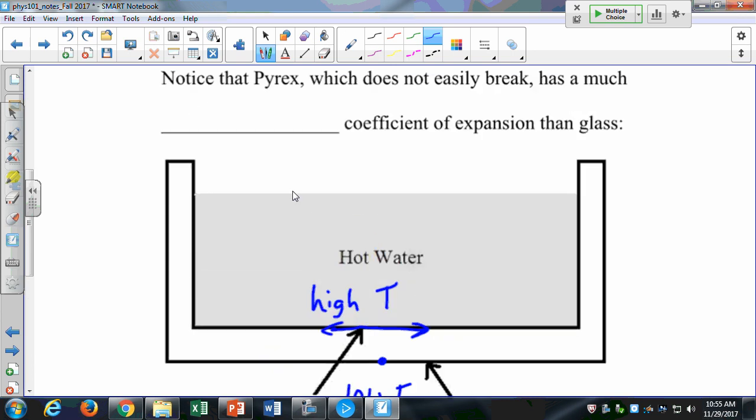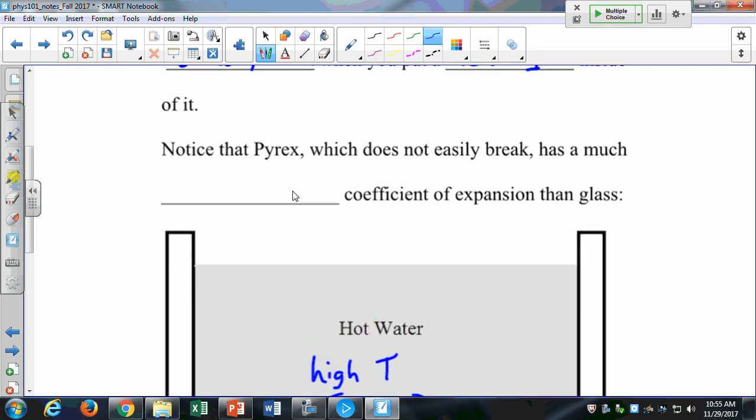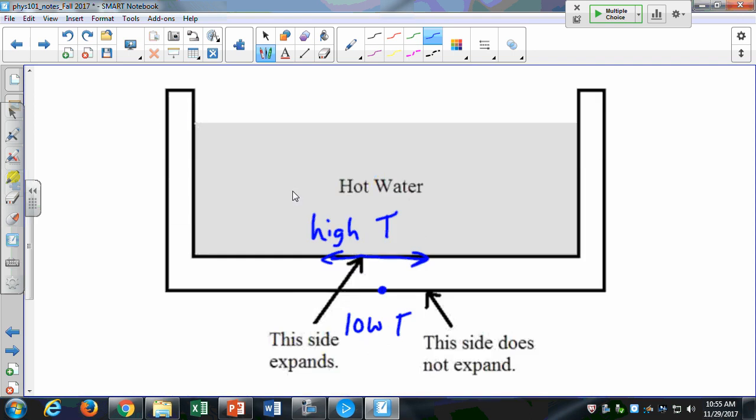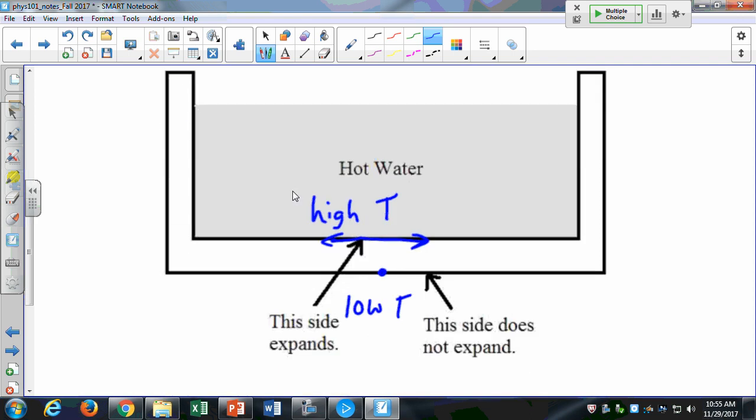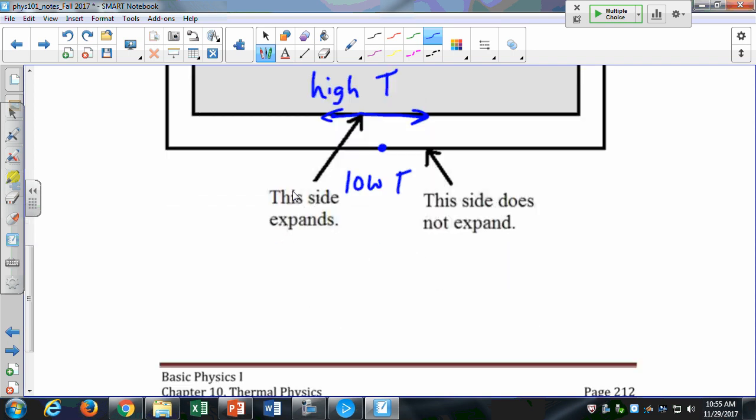Pyrex, on the other hand, has a low rate of thermal expansion, a much lower coefficient of expansion. Y'all use Pyrex in lab and other places. In your kitchen, you have these Pyrex glass dishes. It's glass that's been heat treated and made such that its rate of thermal expansion is less than it is for regular glass. And so if you have a lower rate of thermal expansion, then it won't expand as much, or very little at all, and that will keep the dish from cracking. So that's what Pyrex is. It's just a special kind of glass.